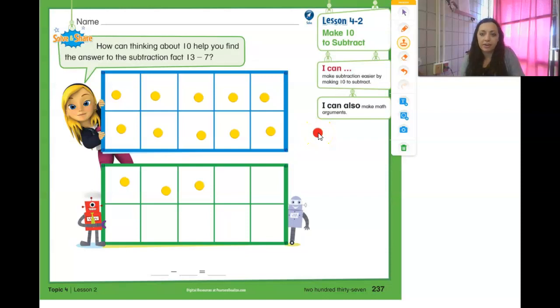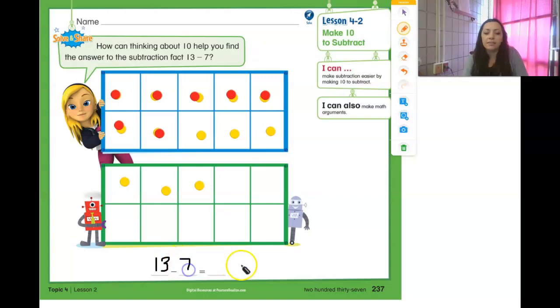So let's think about that. Are you ready? If I think about 10, I know that 7, 1, 2, 3, 4, 5, 6, 7, and 3 makes 10. So if I take 7 from 10, I'm going to have those 3 left over. And then on my other 3, I can add and say, 3 and 3, well, I know that's 6. So I can say 13, take away 7, equals 6, okay?